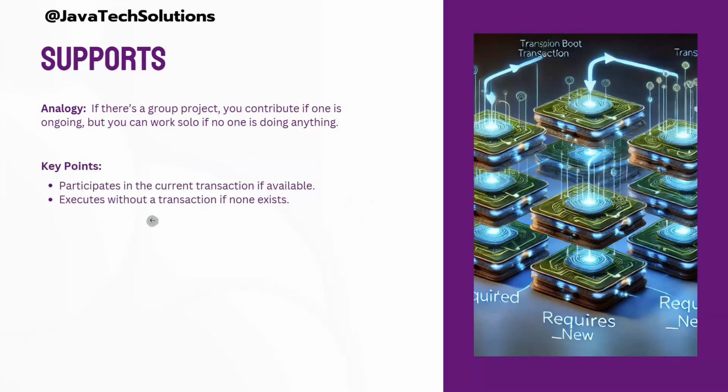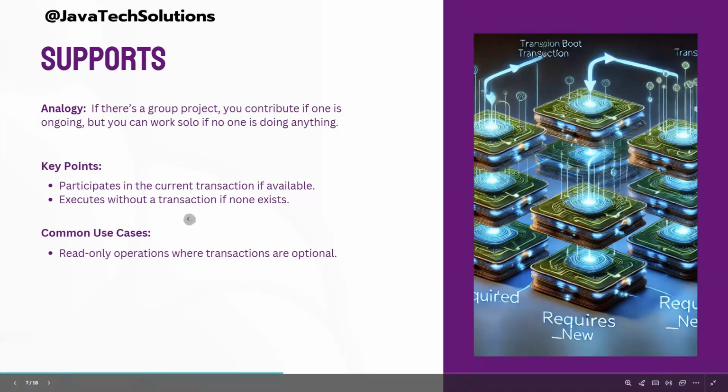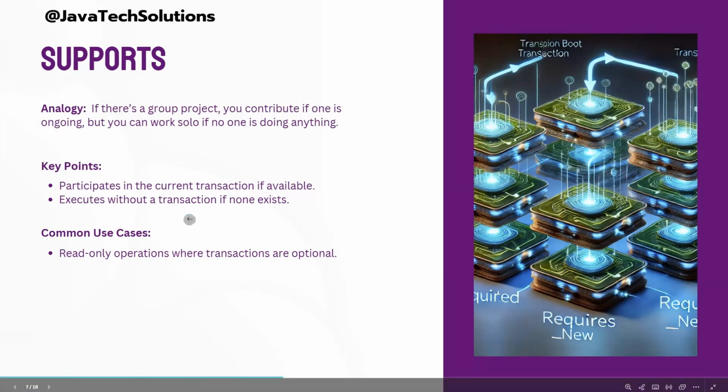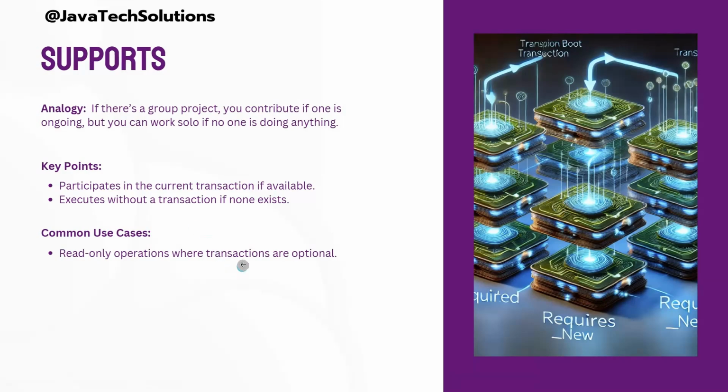So here, if you see, this participates in the current transaction if available, and executes without a transaction if none exists. So what is the use case of this one? If we want to do some kind of read-only operations where transactions are optional. Suppose we want to fetch some data from the database, then we don't need to maintain any transactions, so that's why transactions are optional. Then we can use this SUPPORTS, right?